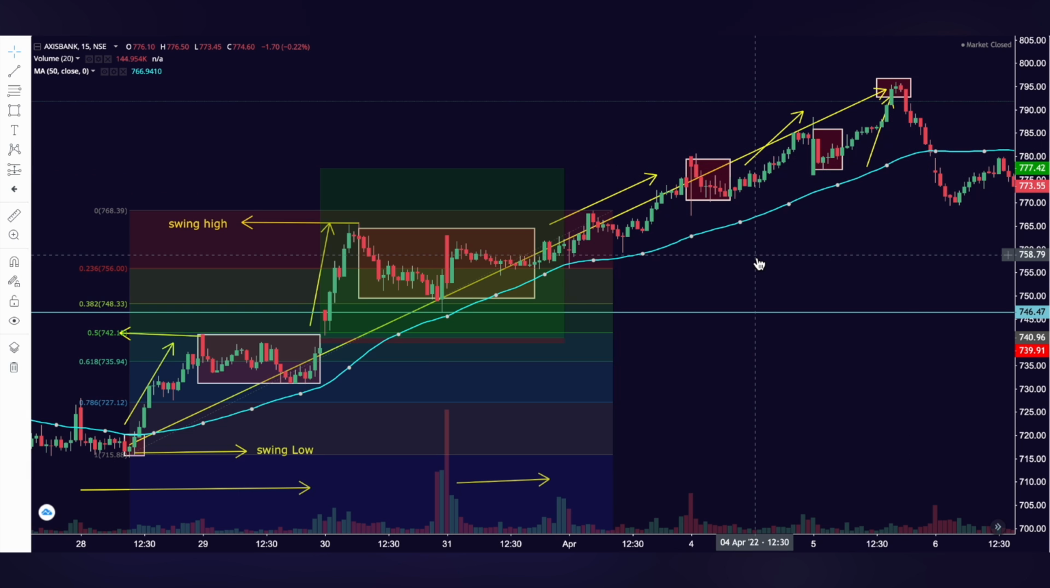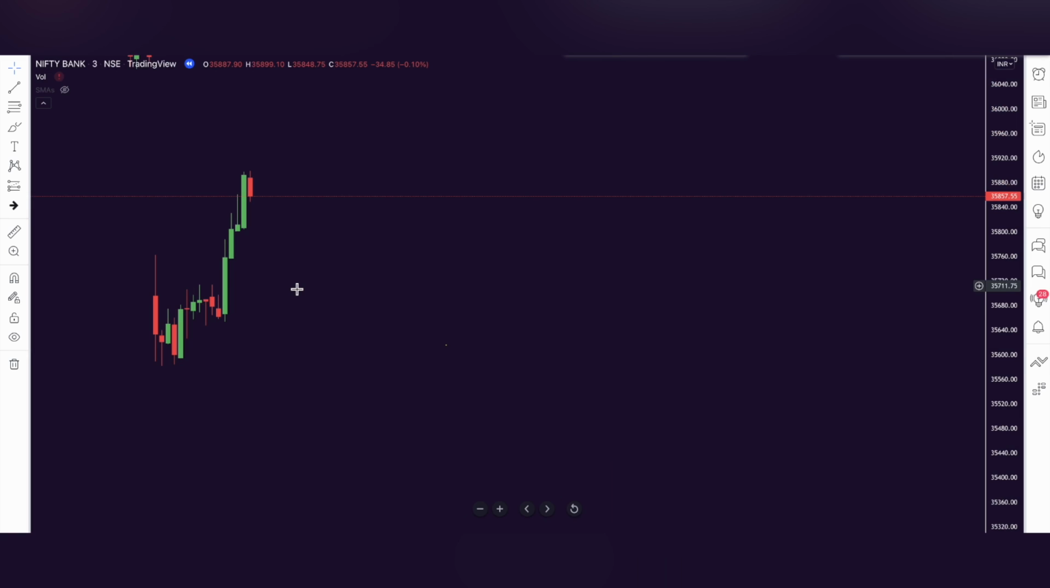Traders, until now I've shown you how to use the Fibonacci tool during an uptrend and capture the good momentum in the stock. Now let us see how to use the Fibonacci tool during the downtrend. Traders, what I'm going to tell you now is very important, so please pay complete focus and attention. Now this is a chart of Bank Nifty, 3 minutes time frame. 3 minutes is very suitable for intraday, right?